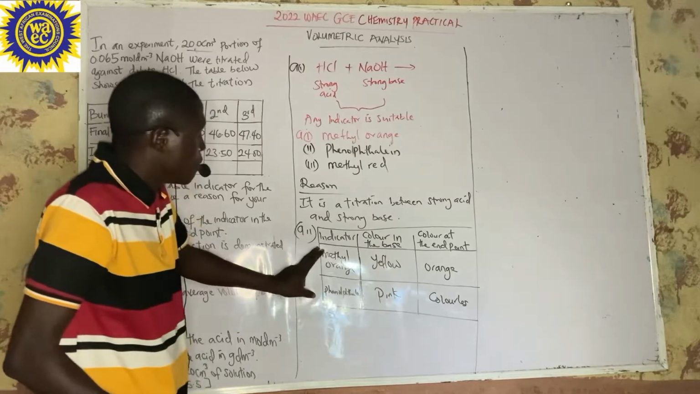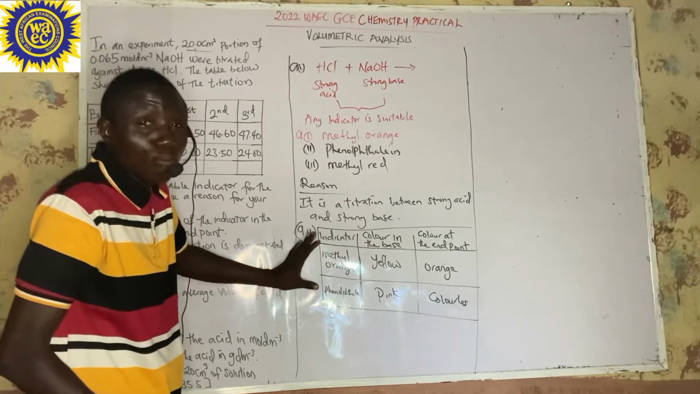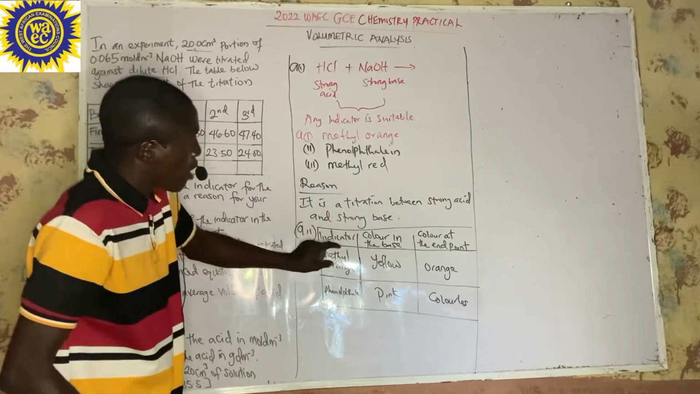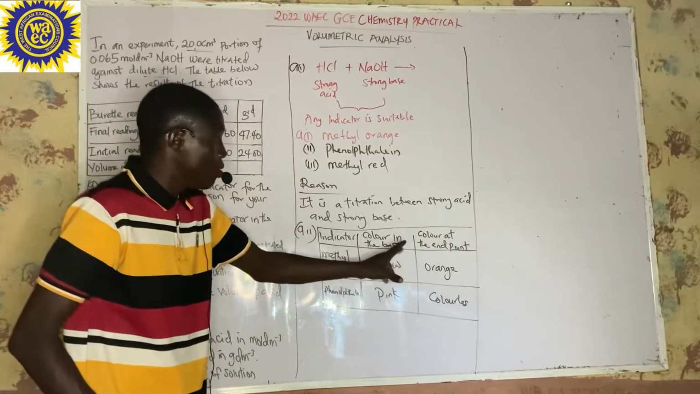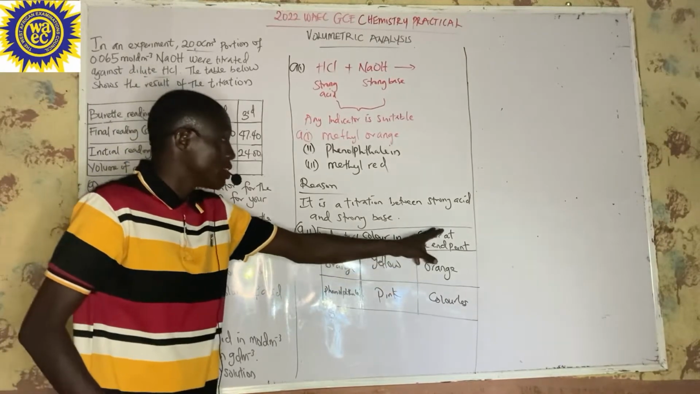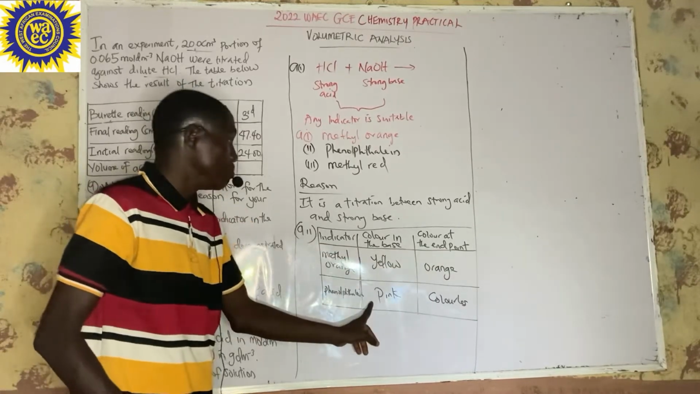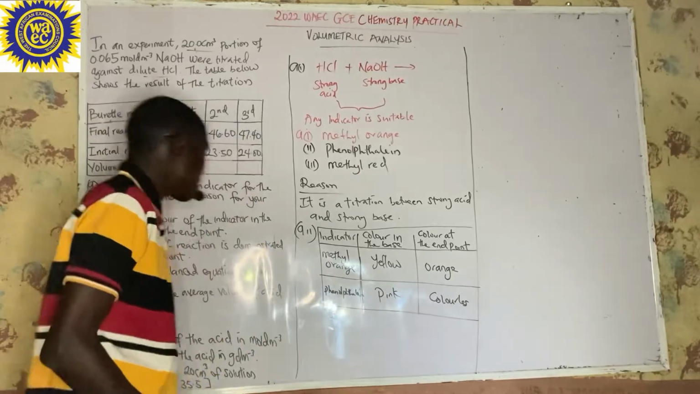But majorly methyl orange is the most common indicator used for the titration. Methyl orange will be yellow in base, while at endpoint it will be orange. Phenolphthalein will be pink in base, and at endpoint it will be colorless.